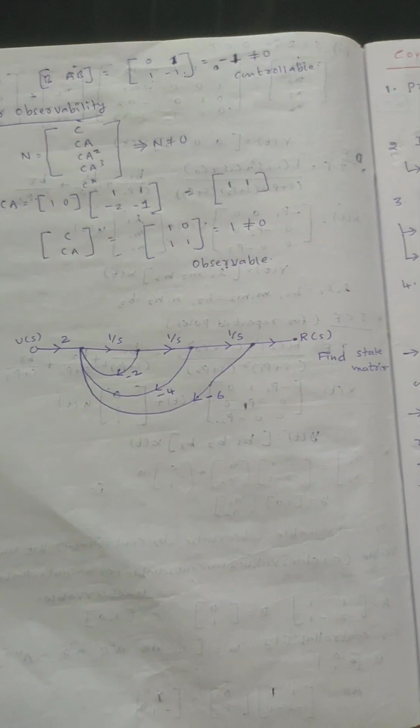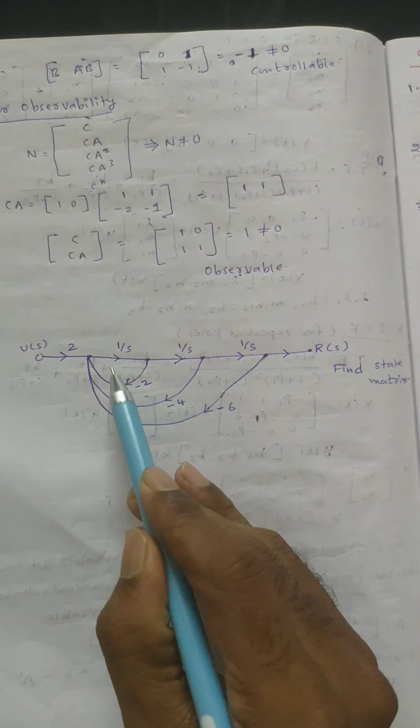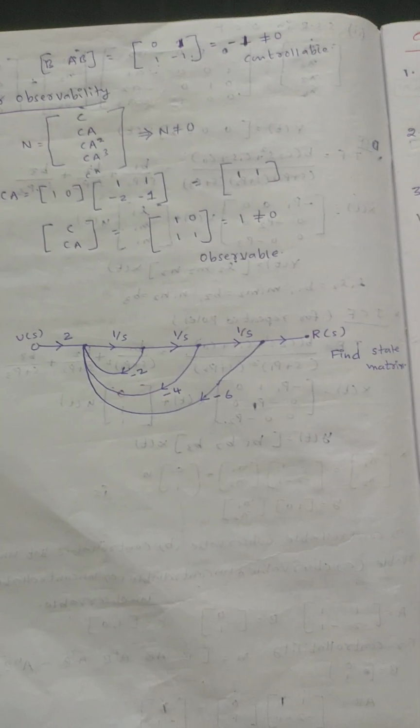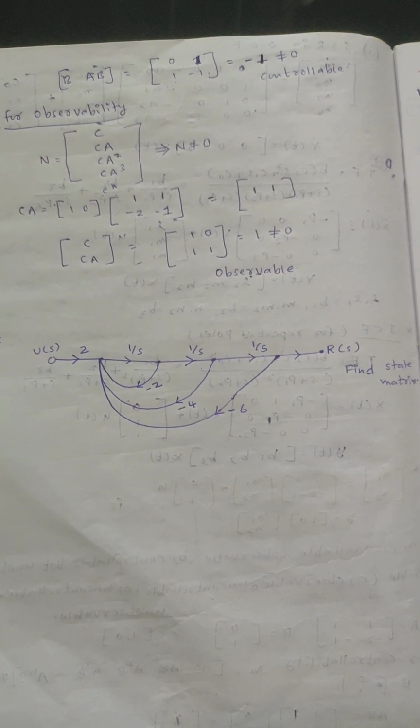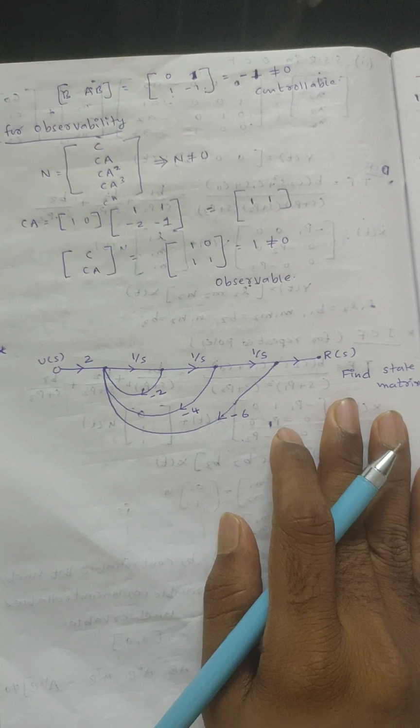Good evening all. Now I am going to explain how, from the signal flow graph, I need to find out the state transition matrix, or the state space analysis representation.